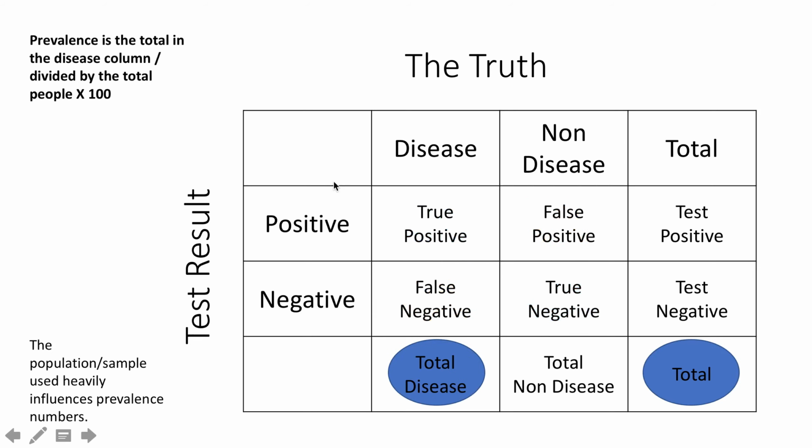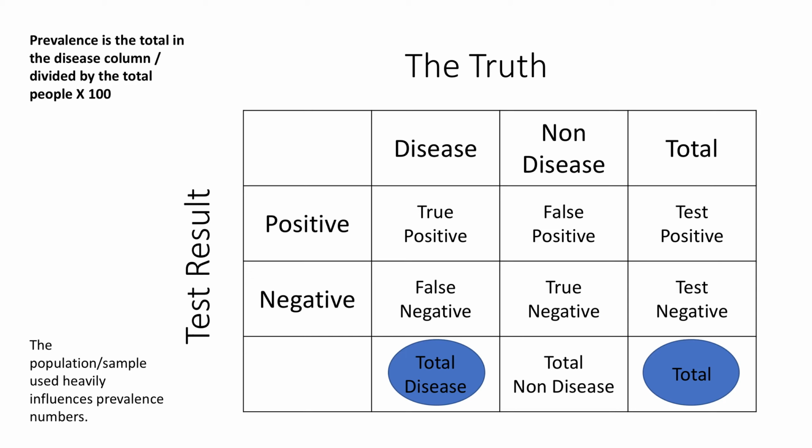All right, so let's start with prevalence. Prevalence is how likely the disease is. It's the total here in the disease column, so the total number of diseased people divided by the total number of people in the study. We can make that into a percent by multiplying by 100. You'll see these presented either as all percents or sometimes all proportions.